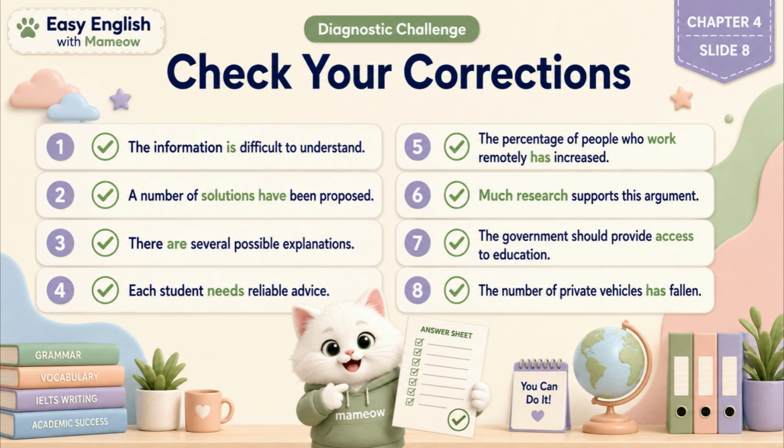1. Information is uncountable, so we use is. 2. A number of is followed by a plural noun and plural verb. Solutions have. 3. Several explanations requires there are. 4. Each student takes needs. 5. In the sentence, people work, but the percentage has increased.